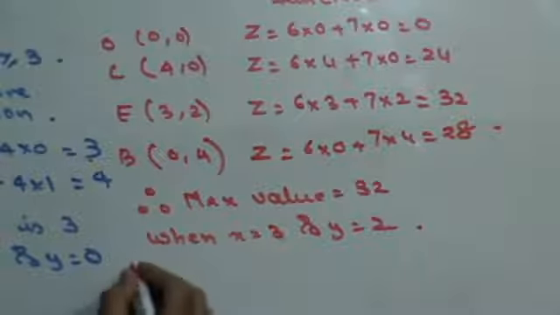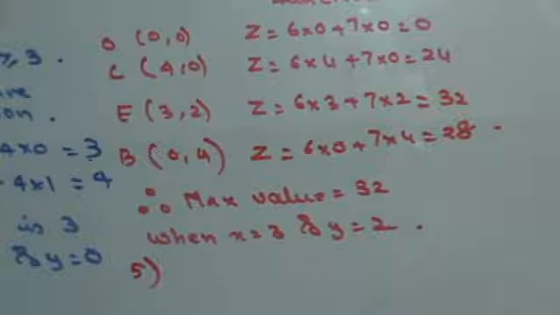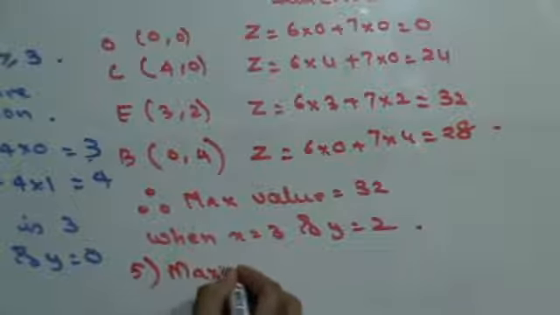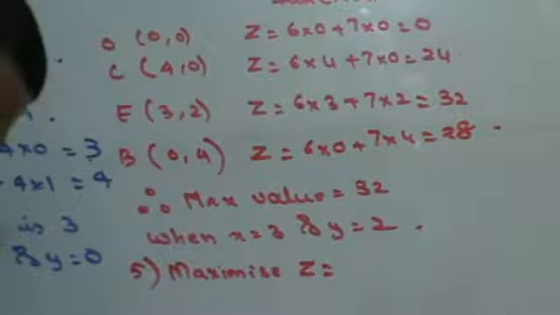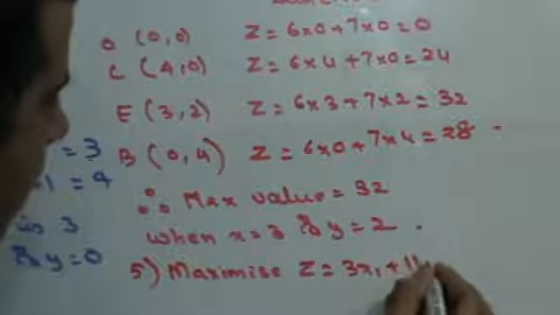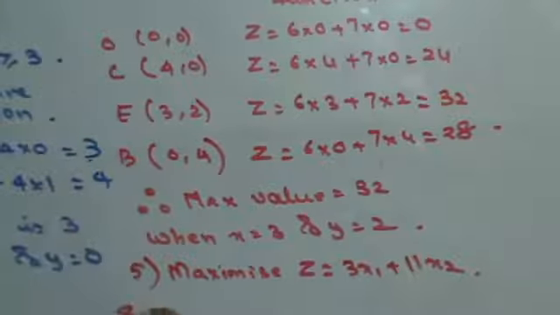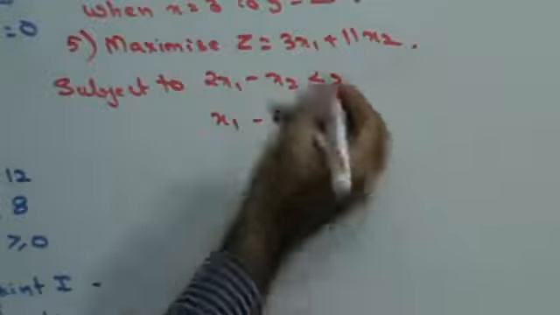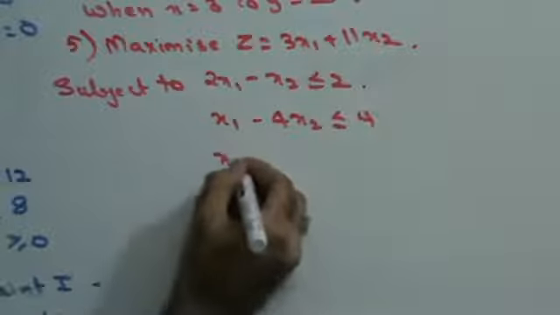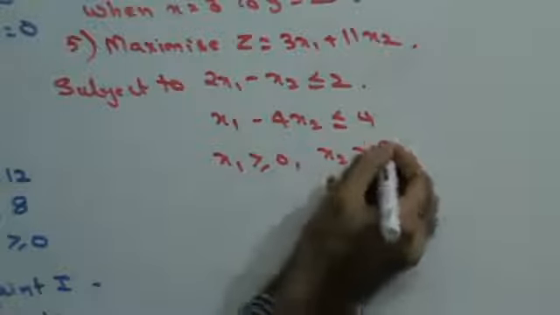Next, let's take on the next one, guys. Next, maximize Z is equal to 3x1 plus 11x2 subject to 2x1 minus x2 is less than or equal to 2, x1 minus 4x2 is less than or equal to 4, x1 is greater than or equal to 0, x2 is greater than or equal to 0.